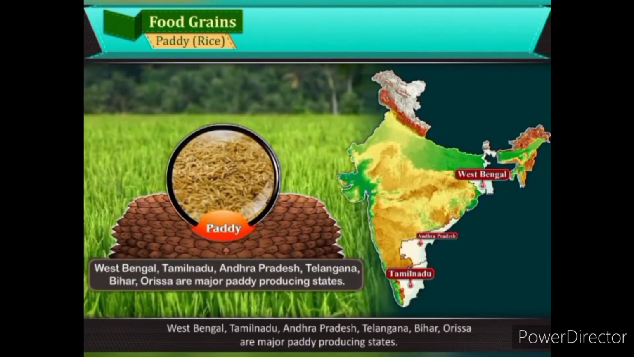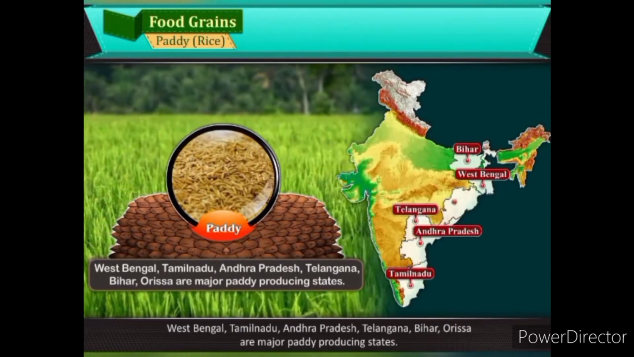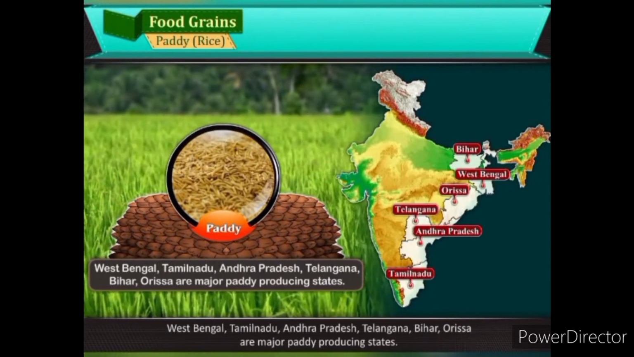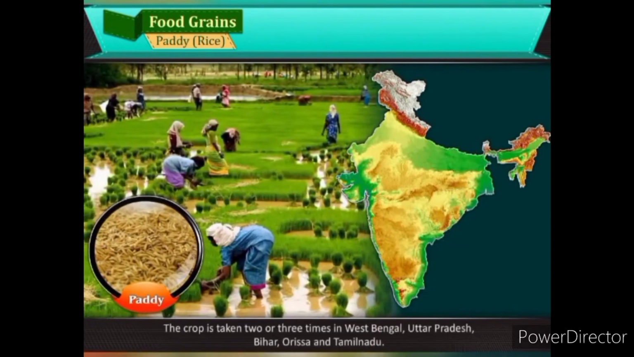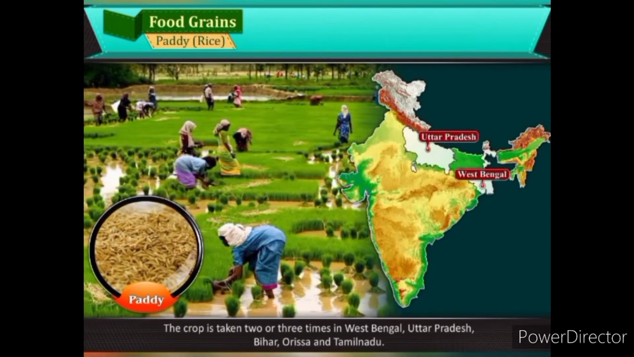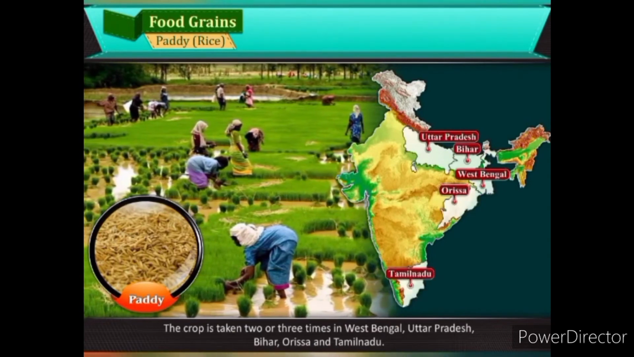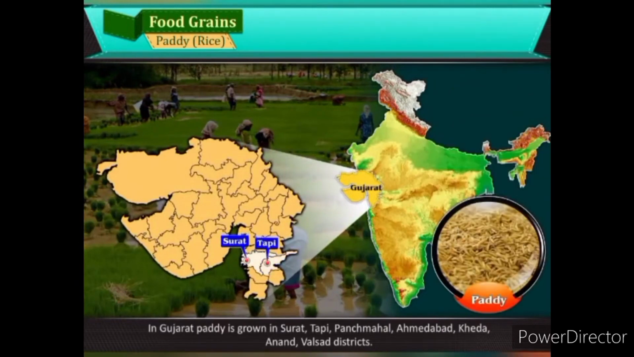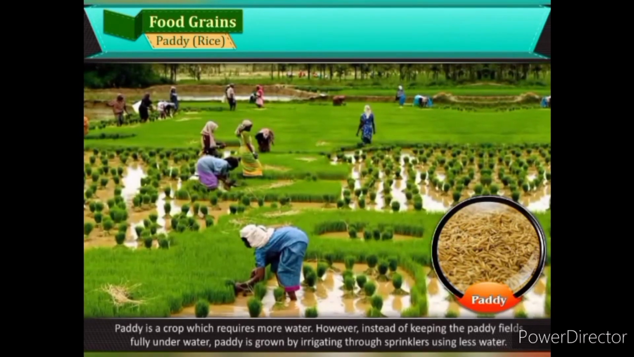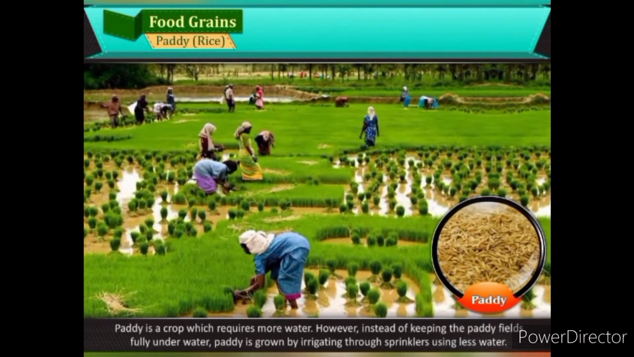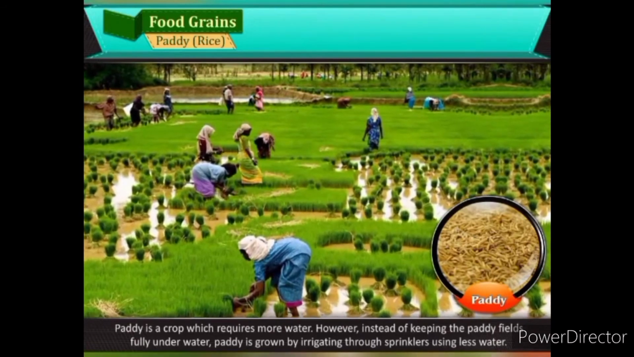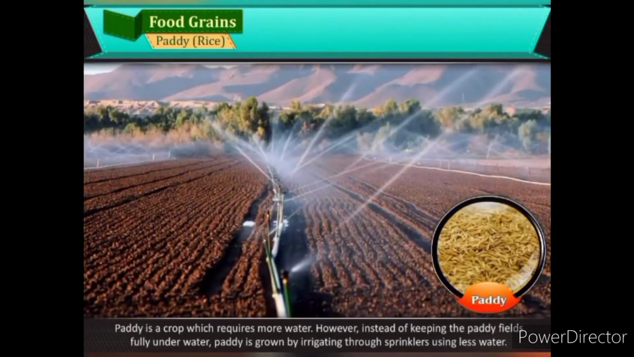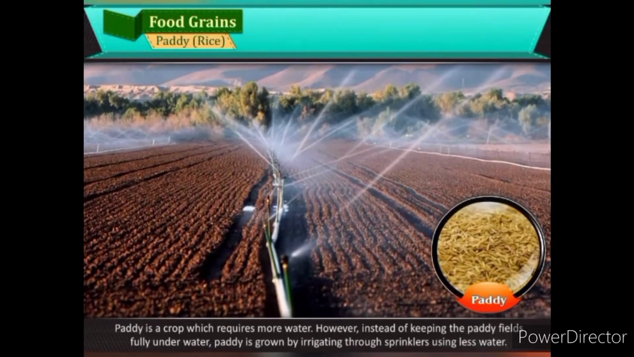West Bengal, Tamil Nadu, Andhra Pradesh, Telangana, Bihar, Orissa are major paddy producing states. The crop is taken 2 or 3 times in West Bengal, Uttar Pradesh, Bihar, Orissa and Tamil Nadu. In Gujarat, paddy is grown in Surat, Tapi, Panchmahal, Ahmedabad, Kheda, Anand, Valsad districts. Paddy is a crop which requires more water. However, instead of keeping the paddy fields fully under water, paddy is grown by irrigating through sprinklers using less water.